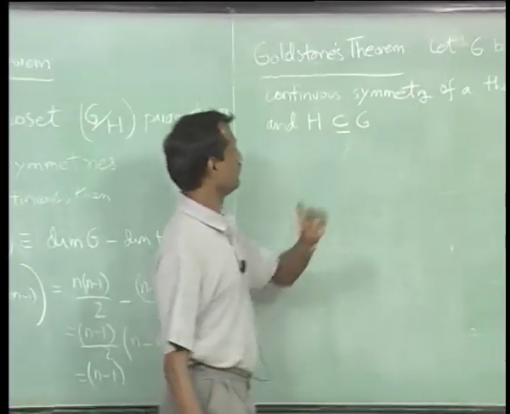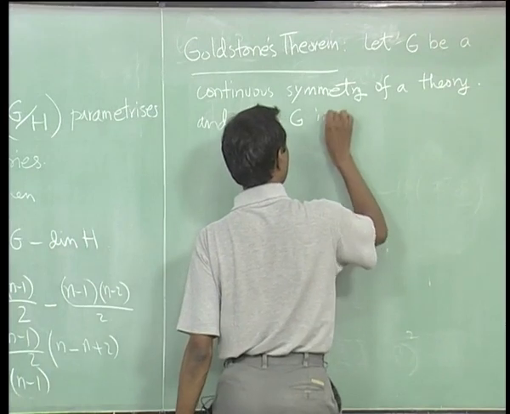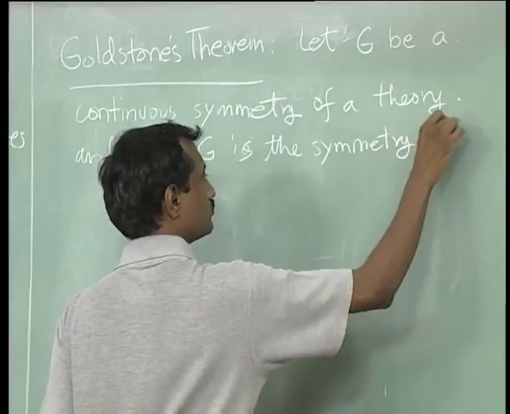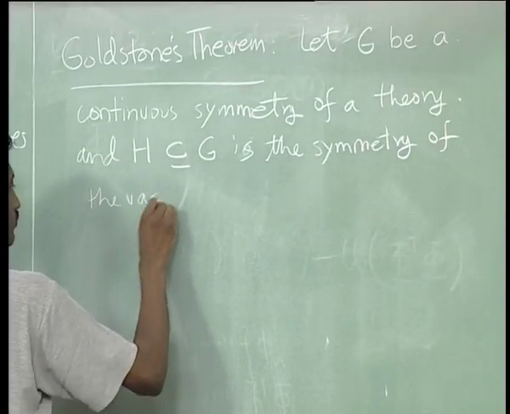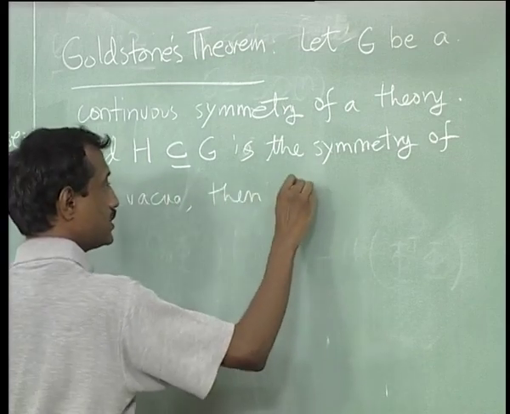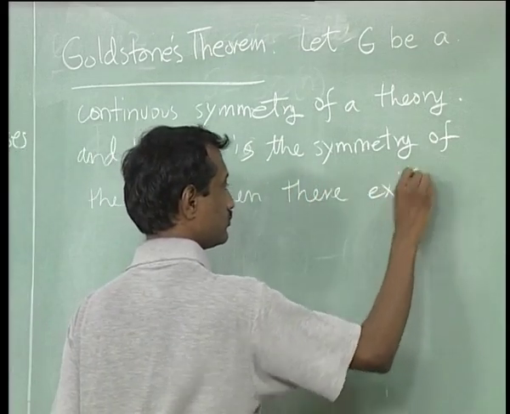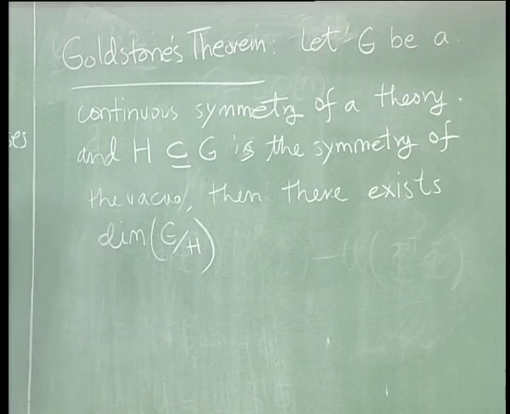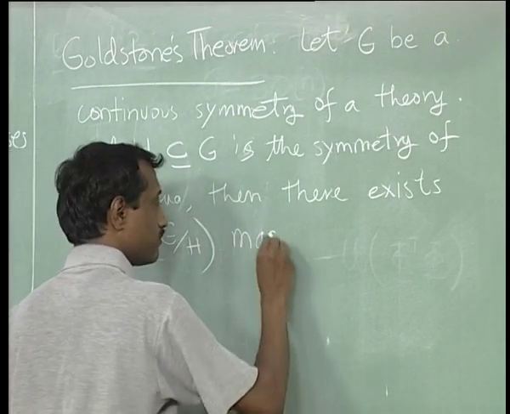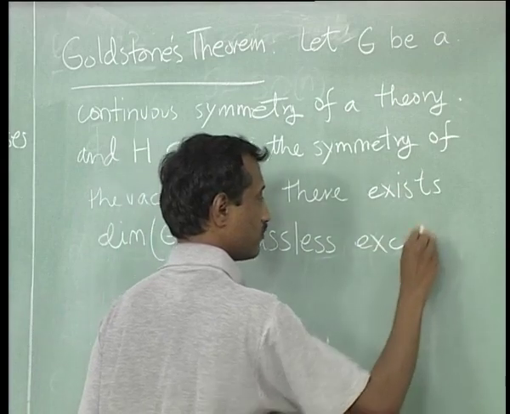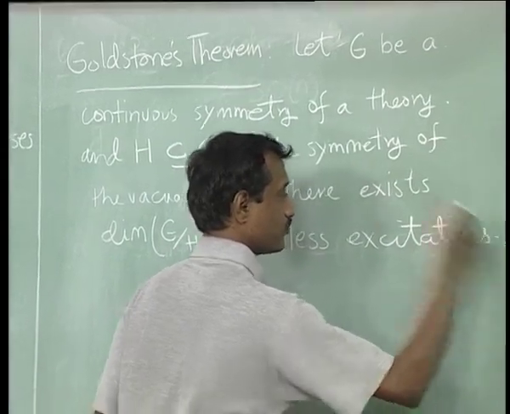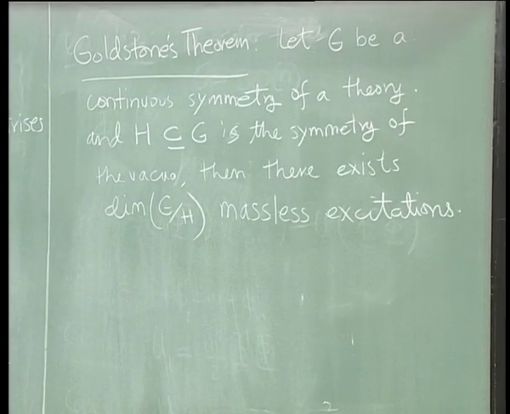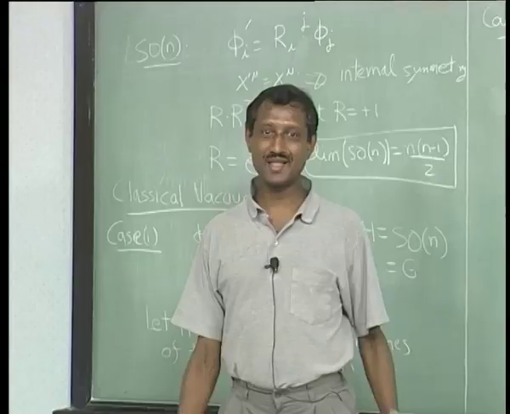And H is the symmetry of the vacua, then there exist dim G mod H massless excitations. By massless it means excitations which do not cost you energy, but that makes sense, right.